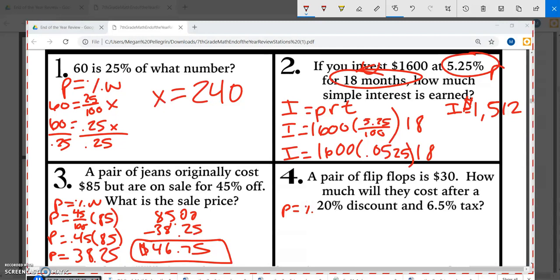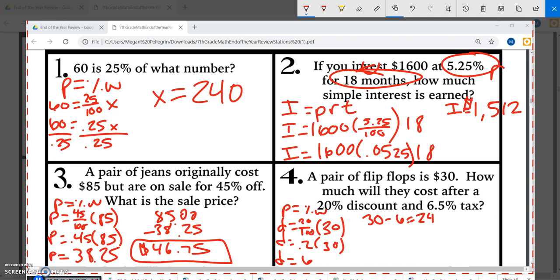So again, we're going to use that part percent whole, knowing that the part is the amount of the discount. So I just changed it to a D, just to remember it's a variable, over 100, and then times the 30. So the discount is 0.20 or 0.2 times 30. And 0.2 times 30 gives me 6. So my new price is going to be 30 minus 6. So my new price that I'm going to be paying the tax on is $24.